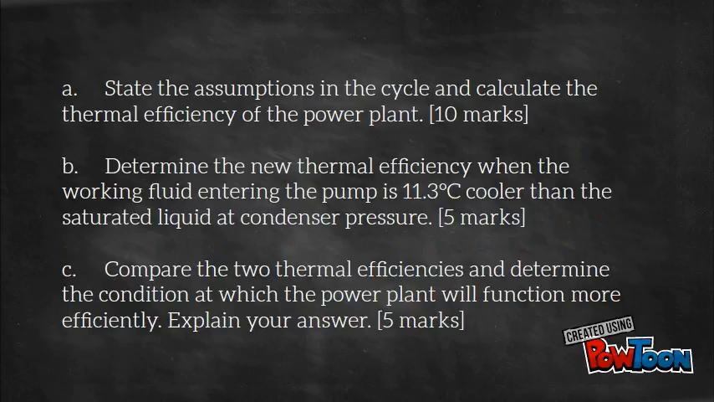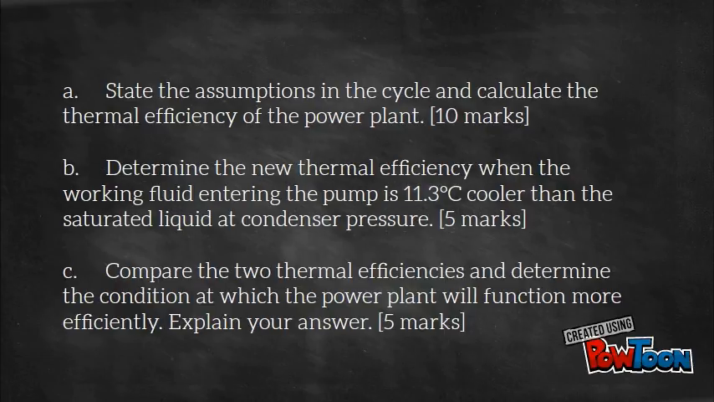A. State the assumptions in the cycle and calculate the thermal efficiency of the power plant. B. Determine the new thermal efficiency when the working fluid entering the pump is 11.3 degrees Celsius cooler than the saturated liquid at condenser pressure. C. Compare the two thermal efficiencies and determine the condition at which the power plant will function more efficiently. Explain your answer.